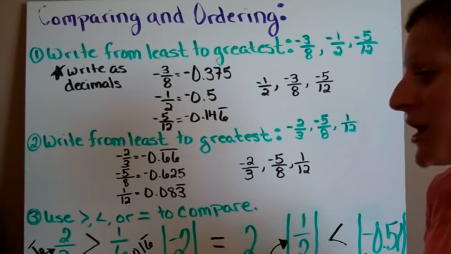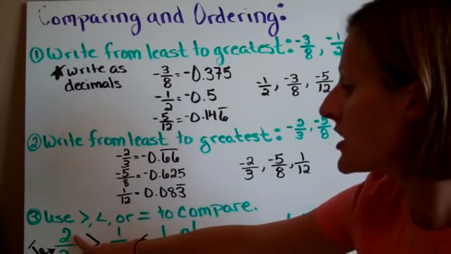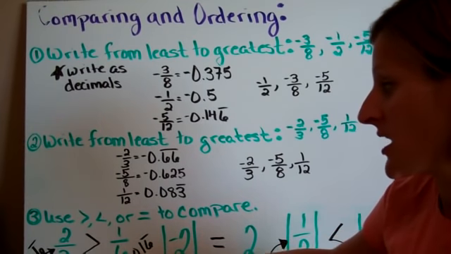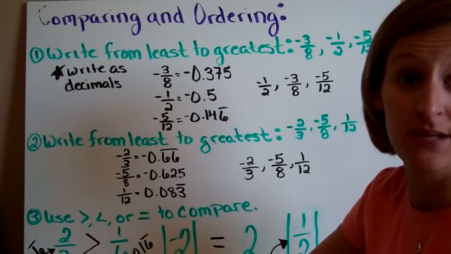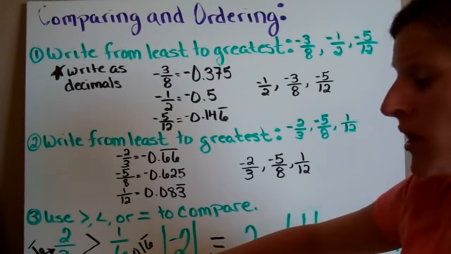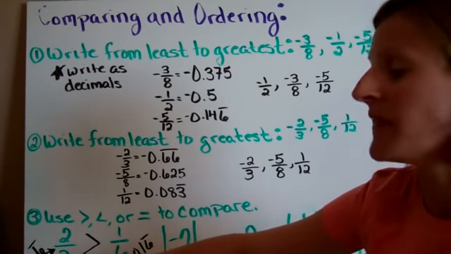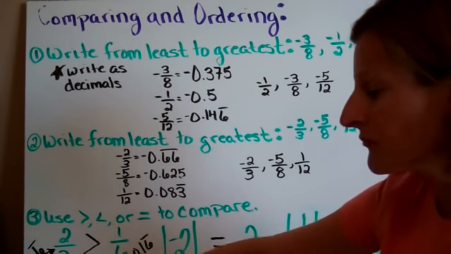Now we need to compare two numbers using the inequality signs. So I've got 2/3 and 1/6. Well, first I need to put them in decimal form. I got 0.6 repeating and 0.16, and the 6 is repeating. Now, which one is bigger? And that's going to be 2/3.